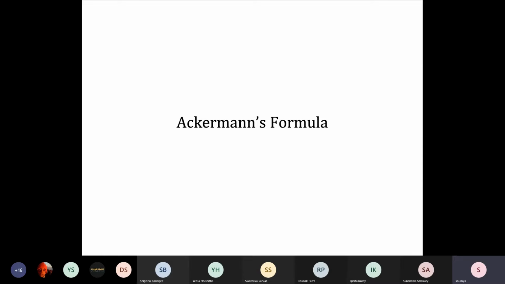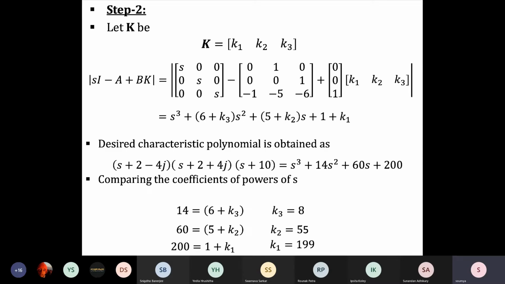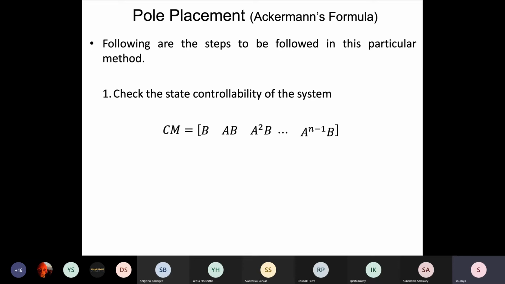There is also another method. This is a step-by-step method we have discussed: you construct this determinant, you construct this characteristic polynomial, and you just match the coefficients of these terms. That gives you a set of equations and then you solve the equations. Now, Ackermann's formula is a technique in which you don't just need to remember it, it's like a formalization of the entire thing. We'll see how it works.